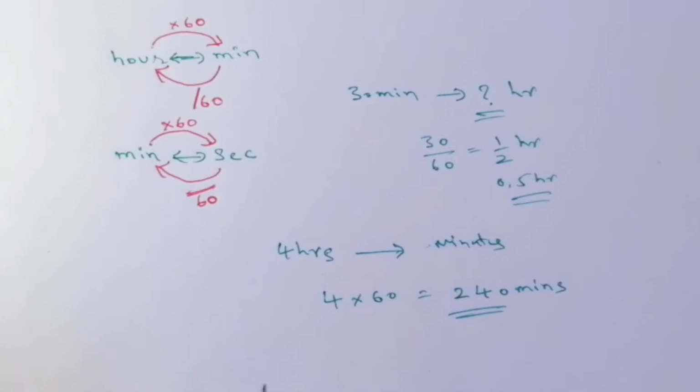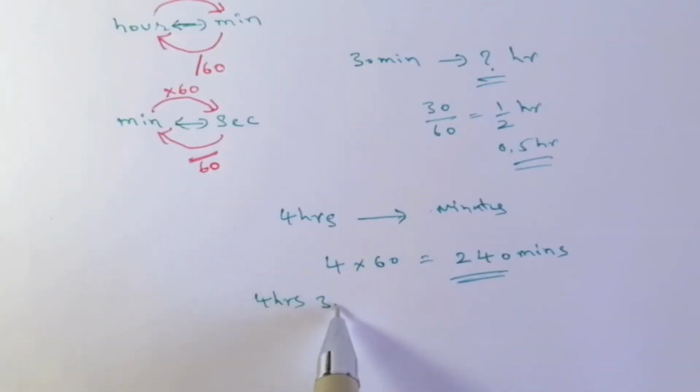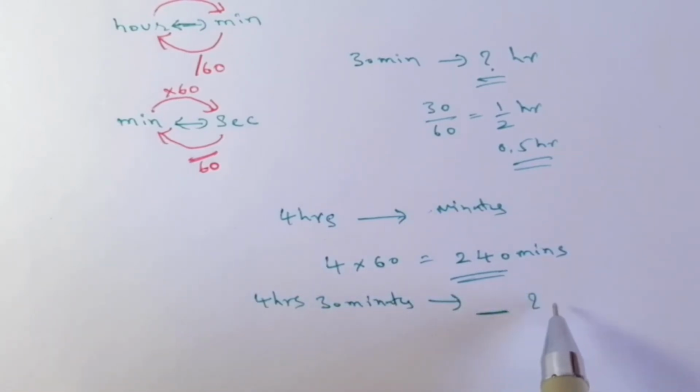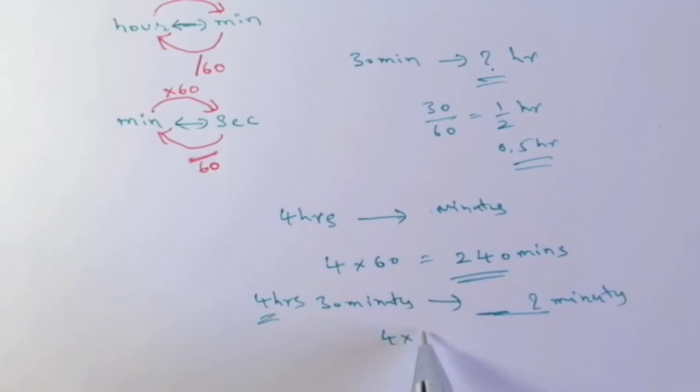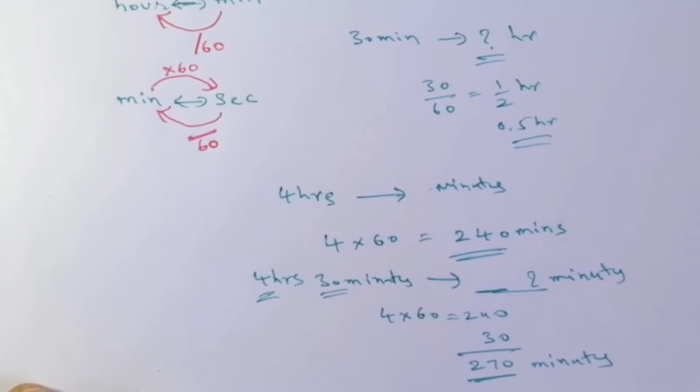And suppose you are given 4 hours 30 minutes, and you are asked to convert it to minutes. So what minutes is it? You can easily do it here. It is 4 hours, which is 4 into 60, and 30 minutes. So 4 into 60 is 240, plus 30 minutes, you have to add this 30. So it is nothing but 270 minutes. Like this you can easily solve it.